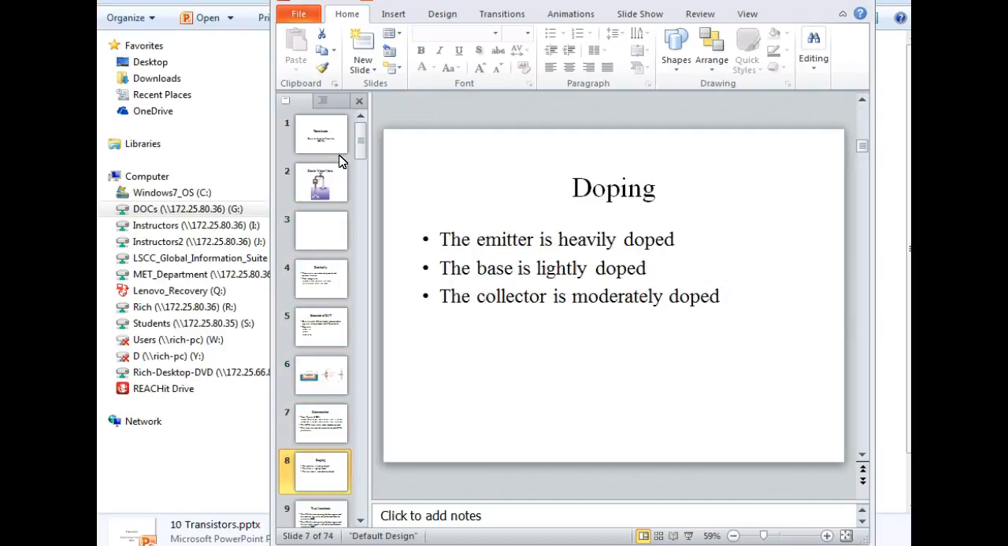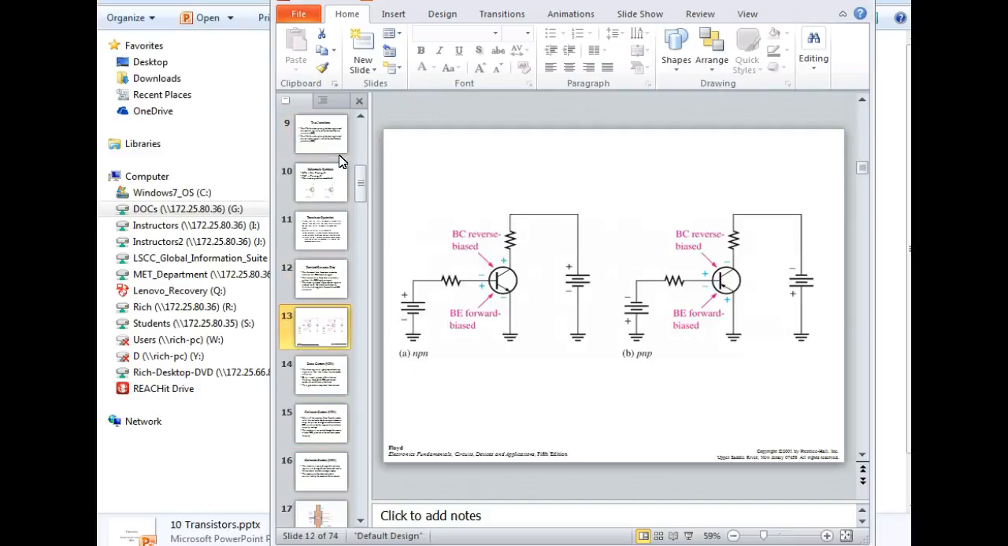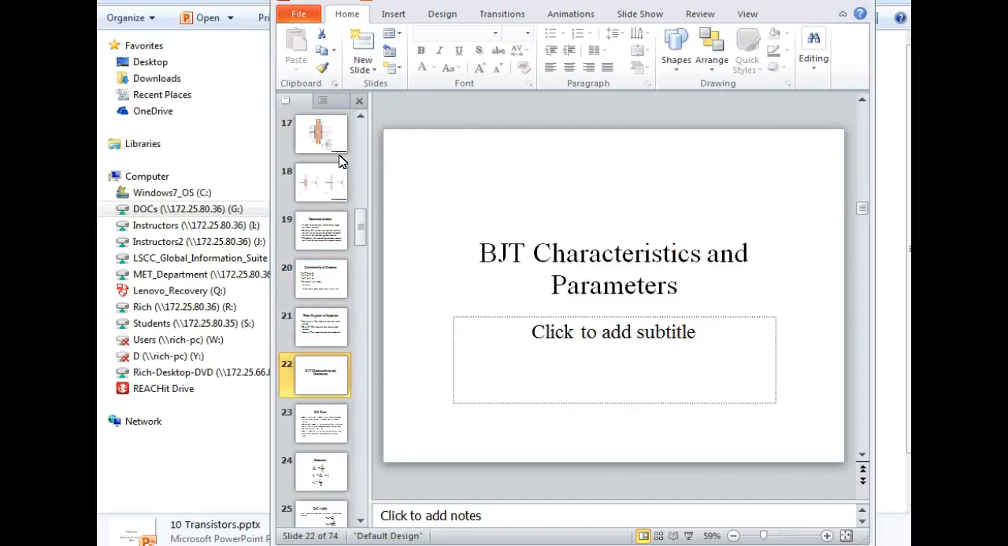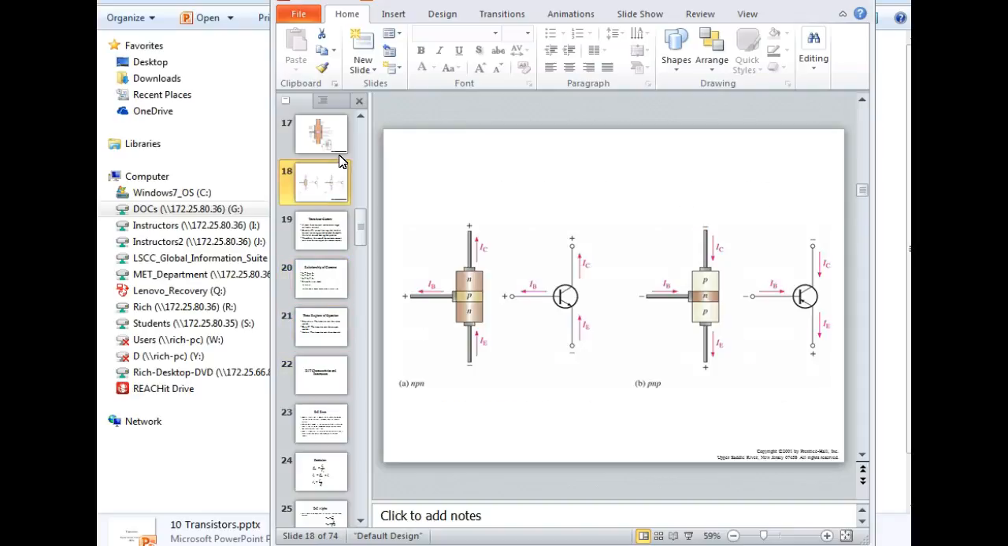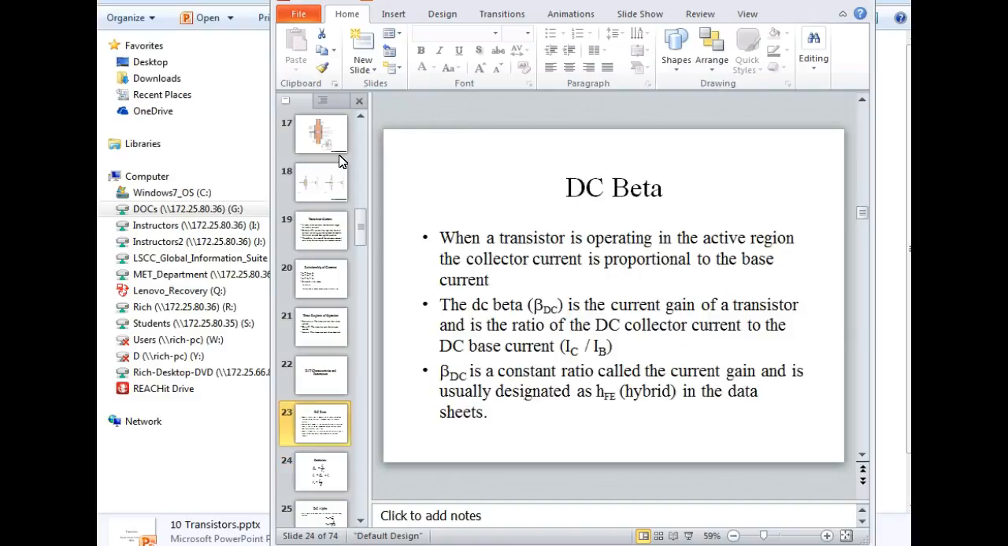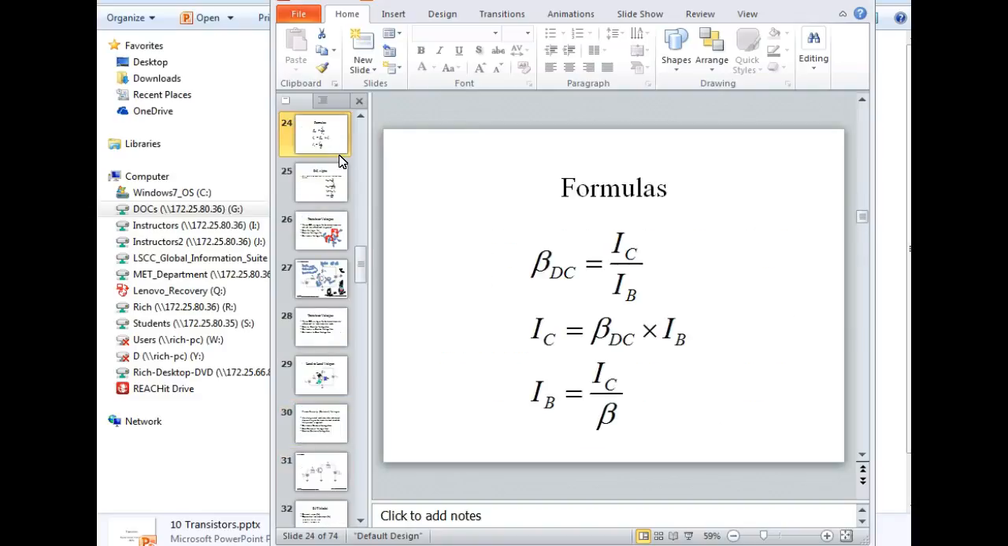Active. Right. And of course, when we operate it as a switch, we're switching it between cutoff and saturation, right? When we operate it as an amplifier, we're operating it in the active region.